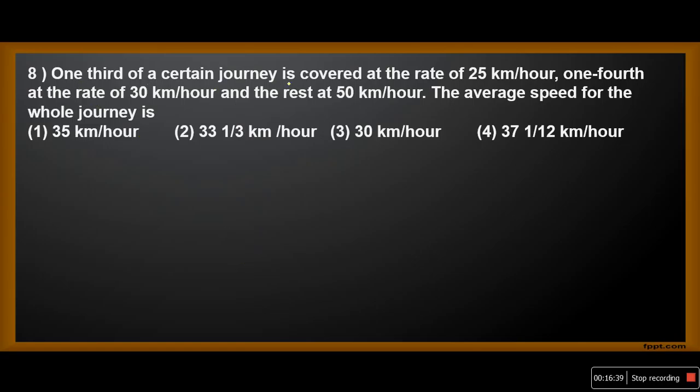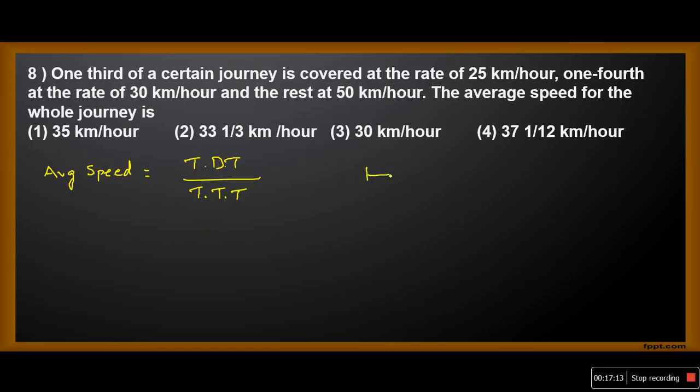One third of a certain journey is covered at a rate of 25 km per hour, 1/4 at the rate of 30 km per hour, and the rest is at 50 km per hour. The average speed of the journey is. What is the definition of an average speed? Average speed is equivalent to total distance traveled by total time taken.